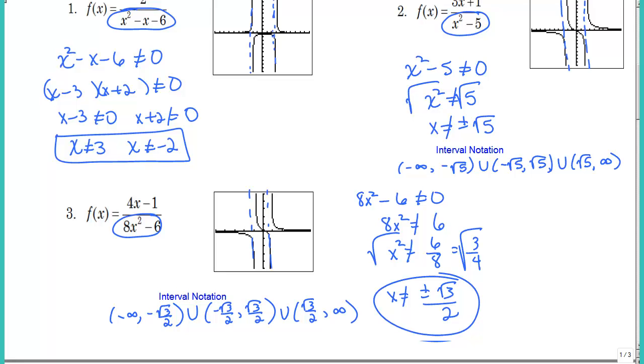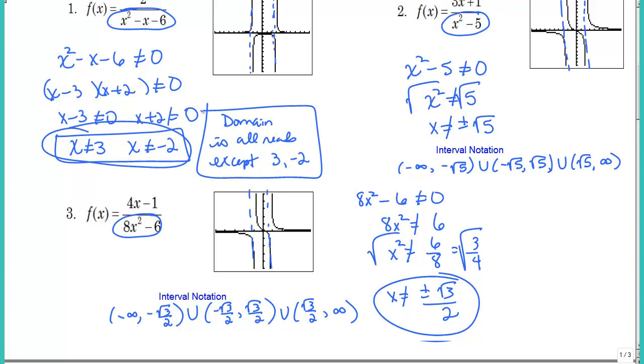But one thing the graph does verify, that in all 3 of these examples, we had 2 values that were excluded from the domain. So remember, the domain here is all reals except 3 and negative 2. But you can write it like this, and that's what that means, alright? So all reals except plus or minus the square root of 3 over 2. All reals except plus or minus the square root of 5.